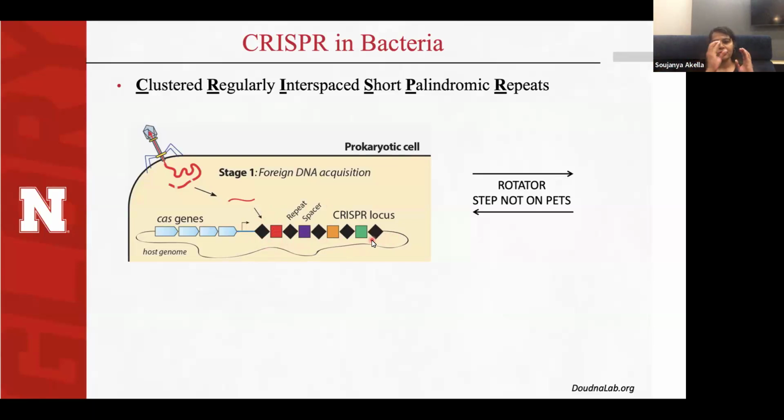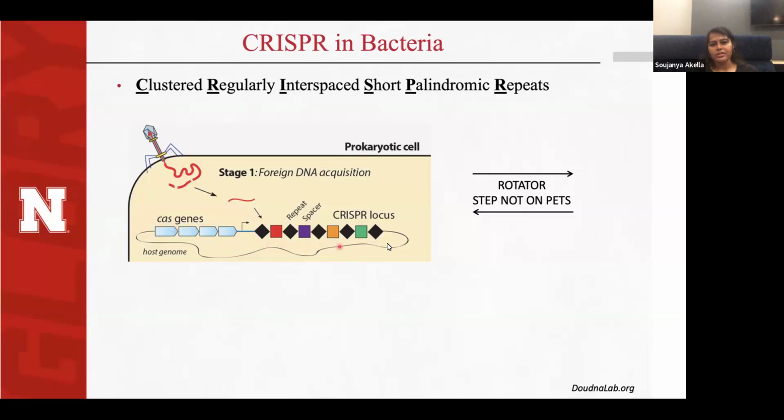Your reference point is those short palindromic sequences, which are the black diamonds, and they are all regularly interspaced and they have spacers in between. I'll get to what those spacers actually mean. Now, that's not all the CRISPR locus is. You also have these other genes in here that are called Cas genes. And Cas actually means CRISPR-associated genes.